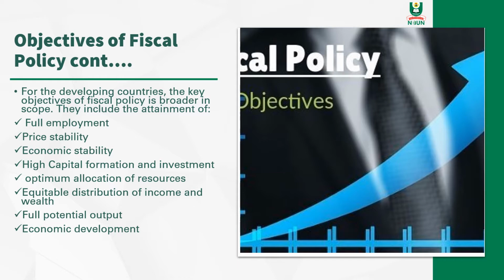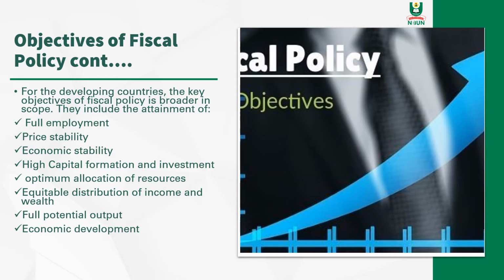Then number 4, high capital formation and investment. Investment actually is one of the variables that moves the economy. So fiscal policy is actually one of the instruments, and one of its objectives is to see how investment can be attracted. Then number 5, the attainment of optimal allocation of resources. Resources should be optimally allocated to more productive sectors of the economy.